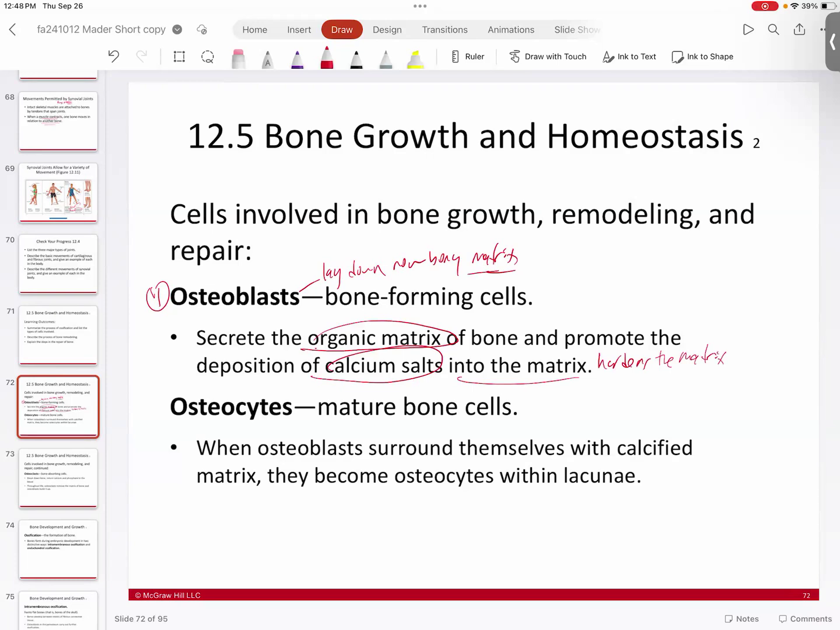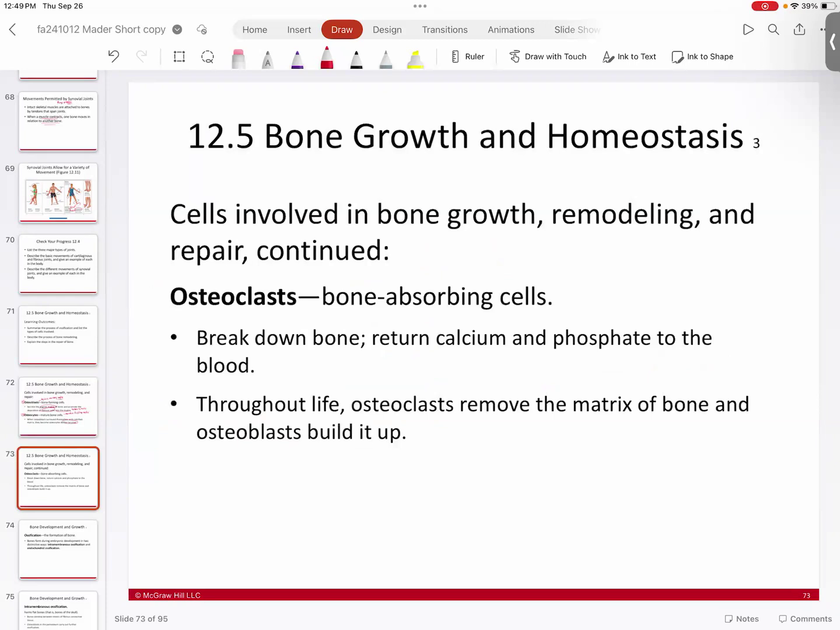Then they mature into osteocytes, which are mature bone cells. These are the ones that surround themselves with their lacunae, and their job is to maintain existing matrix. So osteoblasts lay down new matrix, osteocytes maintain existing matrix, and the last one is osteoclasts. Osteoclasts are basically bone-absorbing cells. So what these guys do is they basically break down bony matrix.